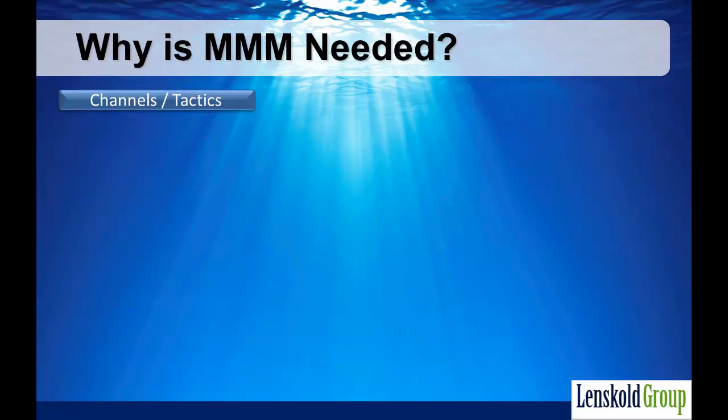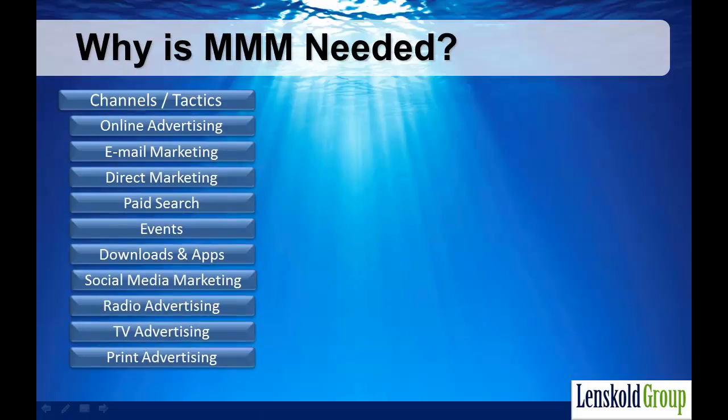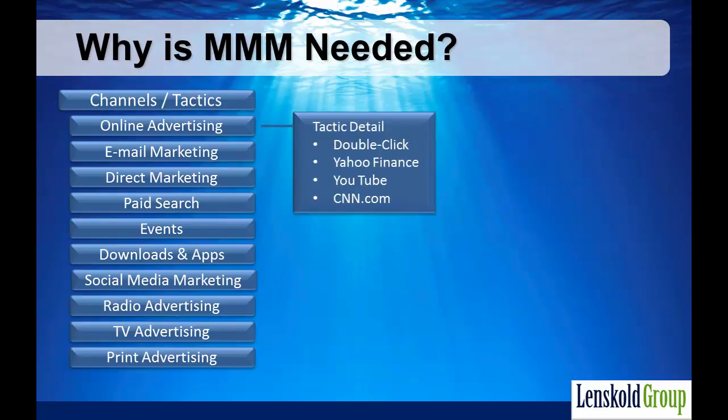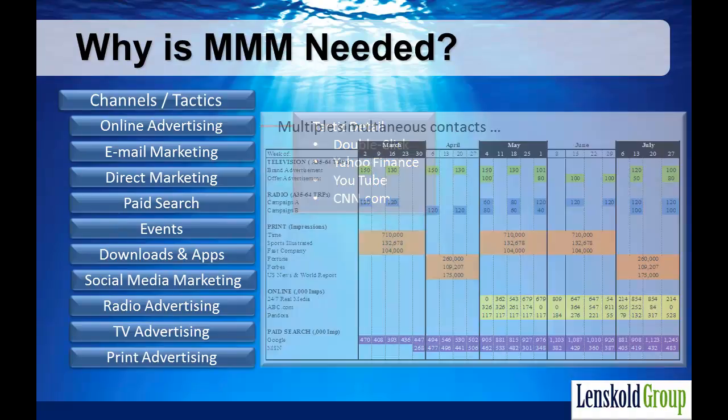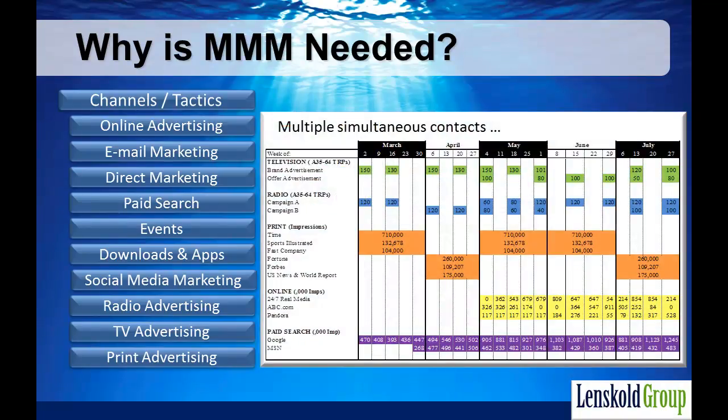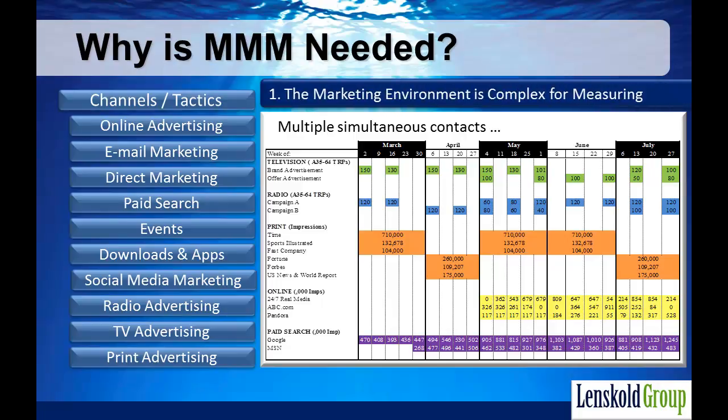It might help also to go a little bit further into why marketing mix modeling is needed. And this, in a sense, defines what we're trying to accomplish here. If you think about all the channels and tactics that you might be using for your business, everything from online and direct media all the way down to new media and mass advertising, you've got all these activities. Within each of those categories of marketing channels, you've got tactics. Online advertising, for example, has placements in DoubleClick and Yahoo Finance and other specific areas. And when you look across time, what you see is that the media plan shows many activities happening simultaneously, and it leaves a big question in terms of what's driving the sales outcomes. So the first reason we need marketing mix modeling is because overall this marketing environment is complex for measurement.